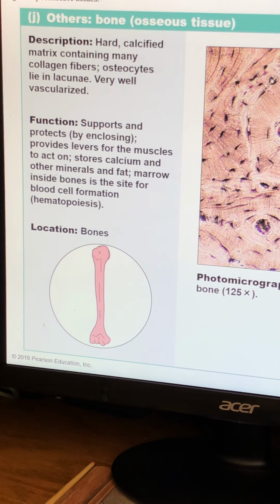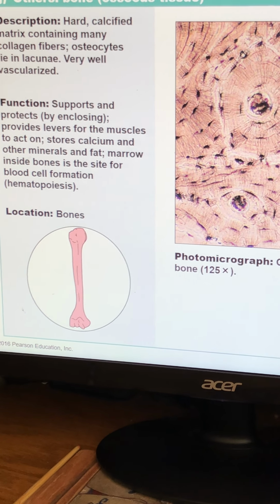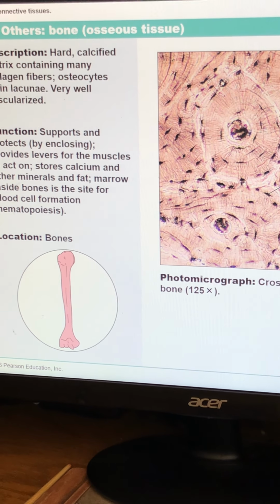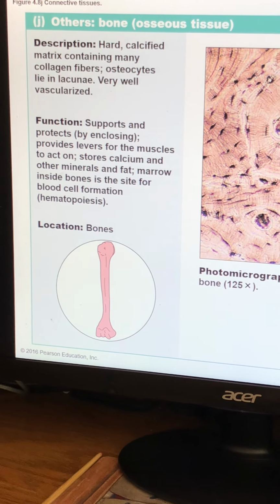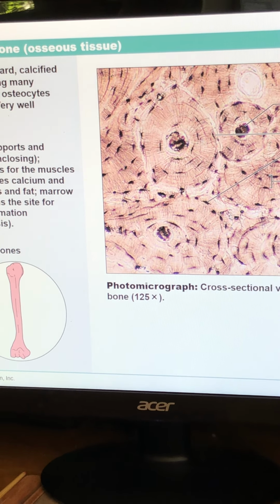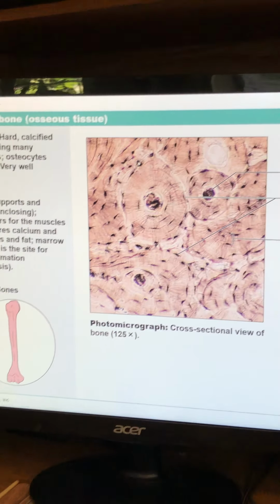So the animals are pretty smart in the sense that they're grinding on the bones in order to get the nutrients out, except for chicken bones. They're going to splinter and cause your dog or whatever to have problems. So that's the third type, which is bone tissue, which is a type of connective tissue.